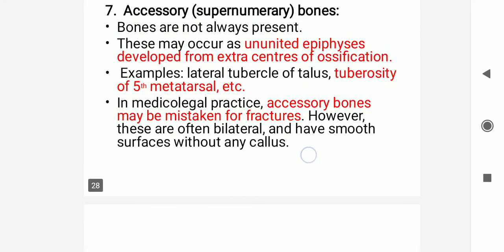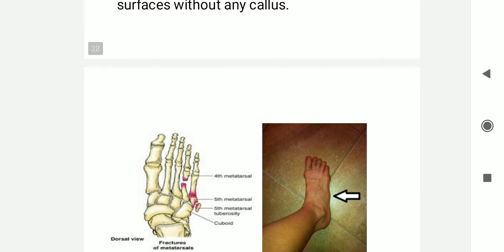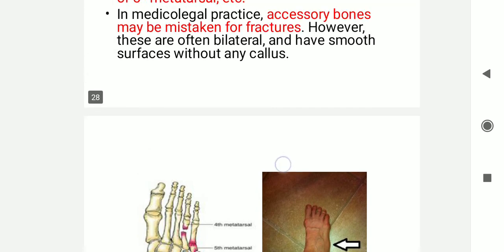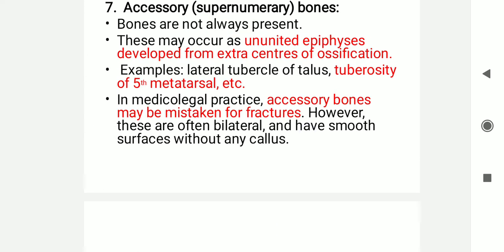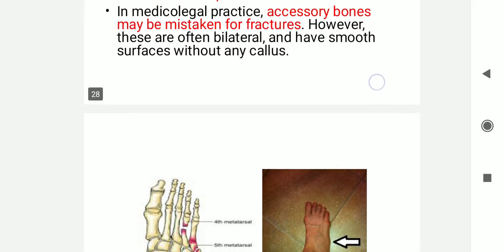In medical legal, these accessory bones are not always present in each and every individual, and occur due to ununited epiphysis; here epiphysis means the ends of the bones. So it occurs due to ununited epiphysis developed from extra centers of ossification. Example, you have to remember the tuberosity of the fifth metatarsal bone. Medical legal importance: accessory bones may be mistaken for a fracture, however these are often bilateral and have a smooth surface without any callus.